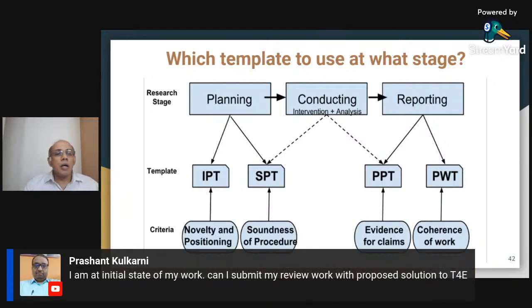Okay. I am at the initial stage of my work. Can I submit my review work with proposed solution to T4E? Review work with proposed solutions are not usually sufficient, but you can look at the other tracks. For example, if it's a teaching practice, you may talk about that, or you may submit it as a poster, not as a paper. So you look at the other tracks. It will not fit the research track right now.